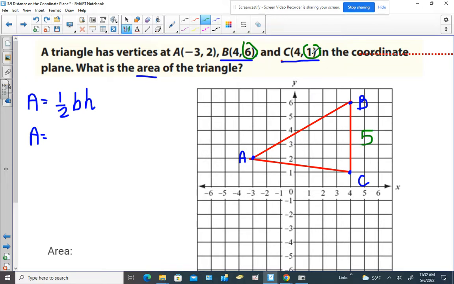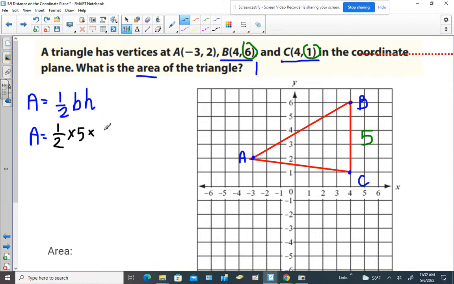Now, if you don't understand anything about absolute value, then your backup plan would be to just count the units. See, that's 1 unit right there. You could just count 1, 2, 3, 4, 5 units. All right, so that's the base. Let's write that down. Our constant is the half, and we're calling the base 5. Now we have to figure out the height.